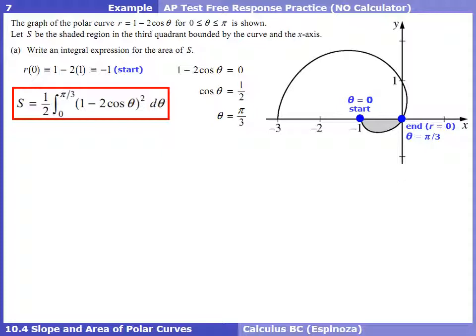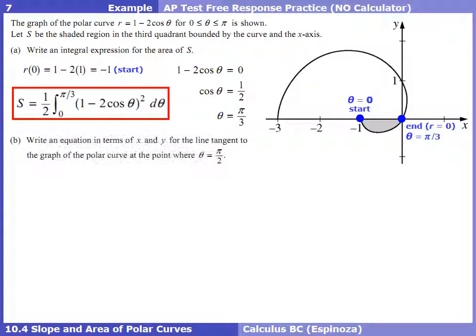Once we realize that those are the two bounds we're dealing with, we'll put those on our integral, and then of course we'll take our r and square it, and then just don't forget that 1/2 in front of the integral. And that's all we needed to do. Of course, we could find that area, but without a calculator, that would take some time, so we don't need to do that. In part B, we're going to go back to a question we've seen many times in this course, although it's been a while.